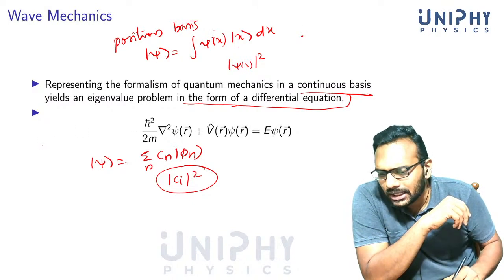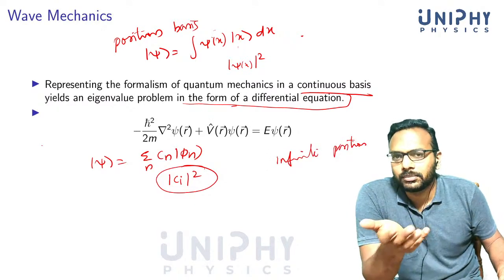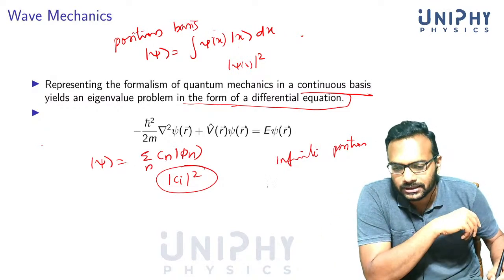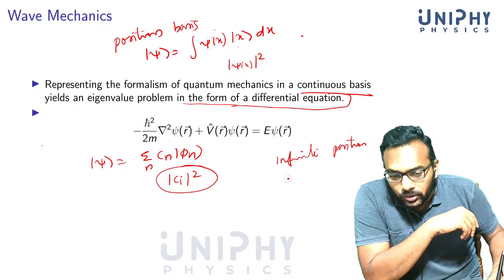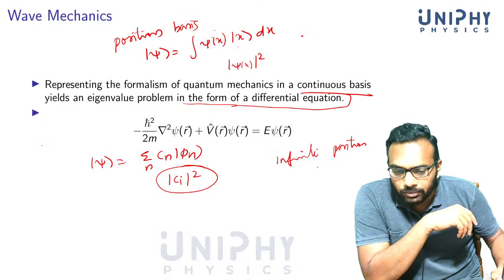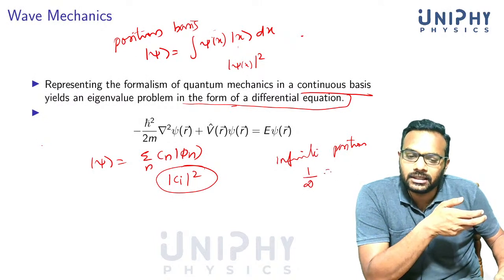Suppose there are infinite positions. We know that there are infinite positions because space is continuous. There are an infinite number of points in space. Now, if you want to find the probability at any one given particular point, because there are infinite positions, the probability would be 1 by infinity and would be 0.